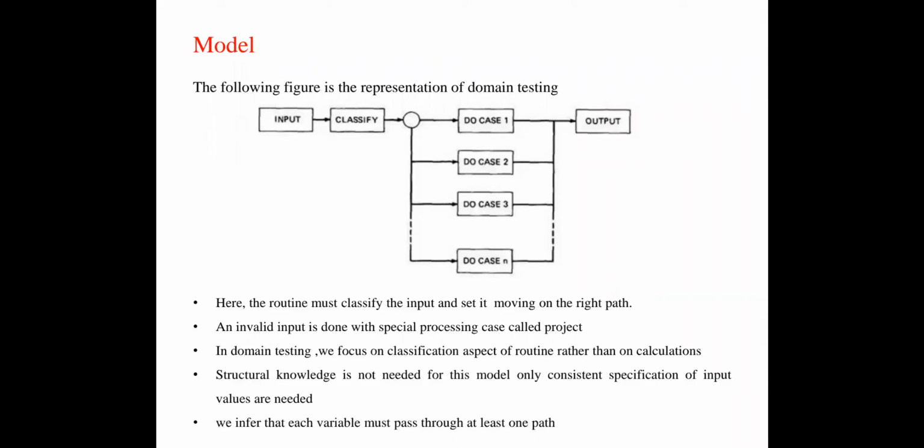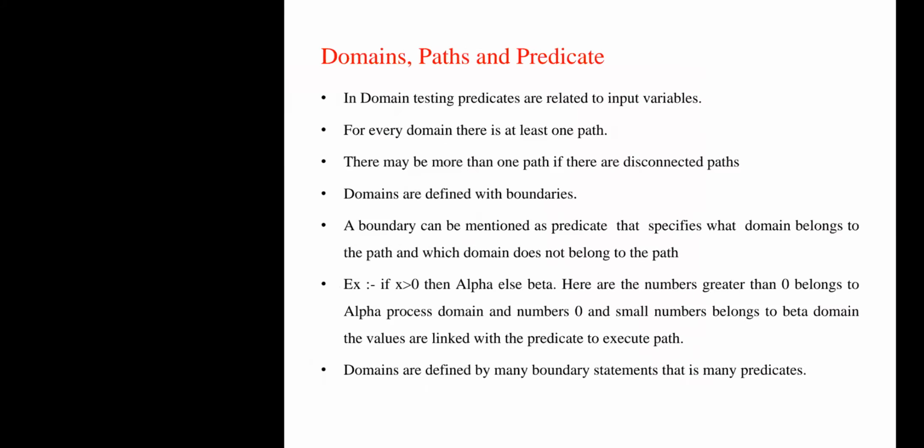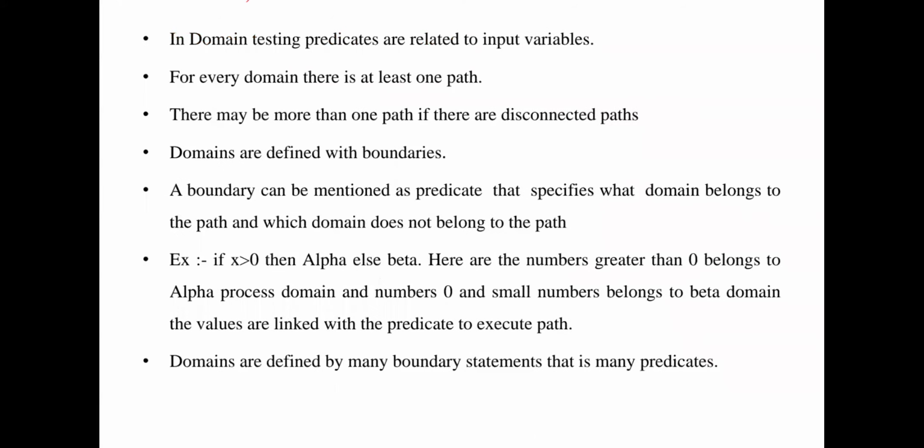Based upon the inputs which are taken to a domain called x: if x greater than 0, then alpha else beta. Here, when the number is greater than 0, it belongs to the alpha process, so we go for the alpha process. Whatever alpha process has to be executed, it will be executed based upon the x value. If the number is 0 or smaller than 0, it belongs to the beta domain.